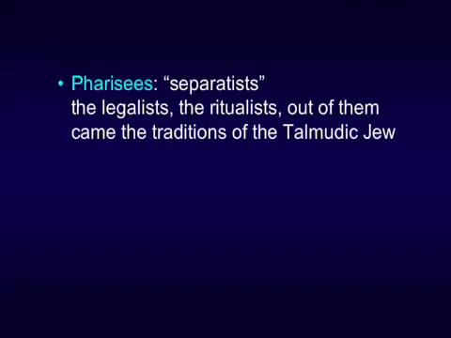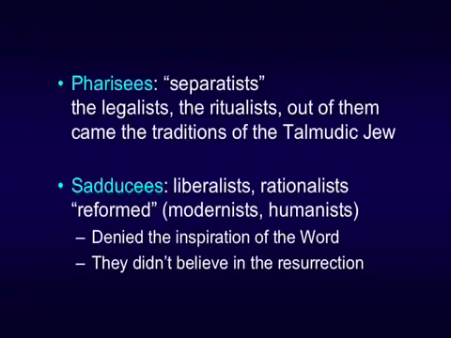By the way, to understand the Pharisees and Sadducees, we use those terms thrown around a lot. Pharisees technically were separatists. They were the legalists, the ritualists. Out of them came the traditions of what's now known as the Talmudic Jew. They embraced what's called the oral tradition. So they added to what God had written down with things that they took very, very seriously. They were the extreme Orthodox in a sense. The Sadducees were the opposite of that. They're comparable to the liberalists today, the rationalists, the so-called reformed, modernists, humanists. Those are all equivalent.